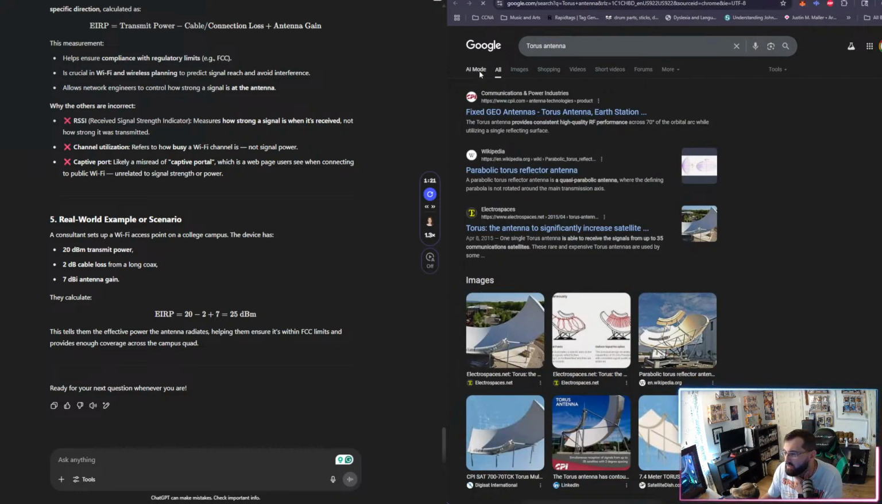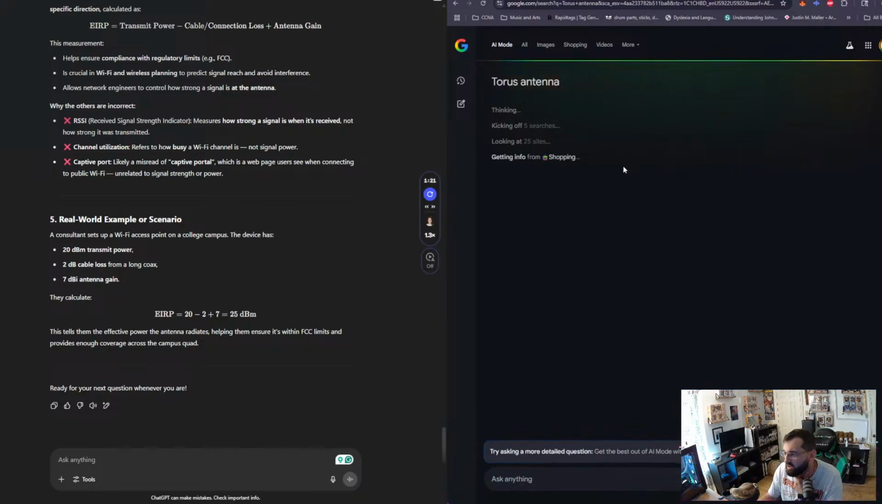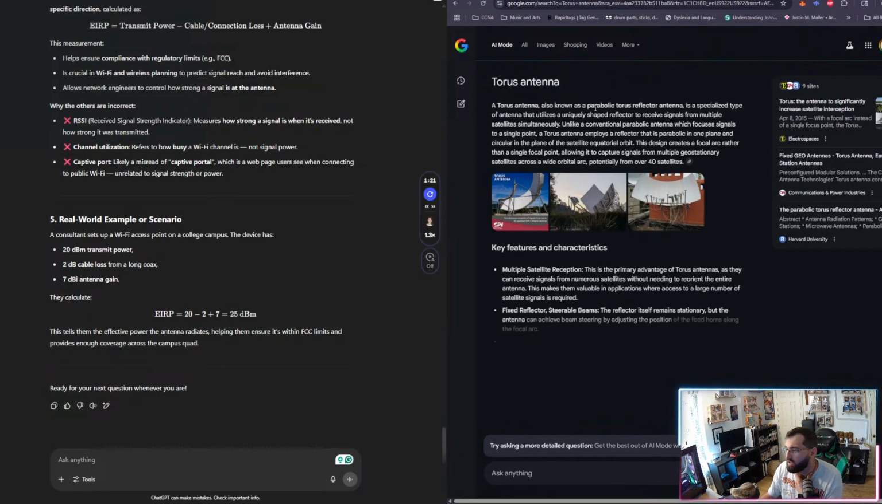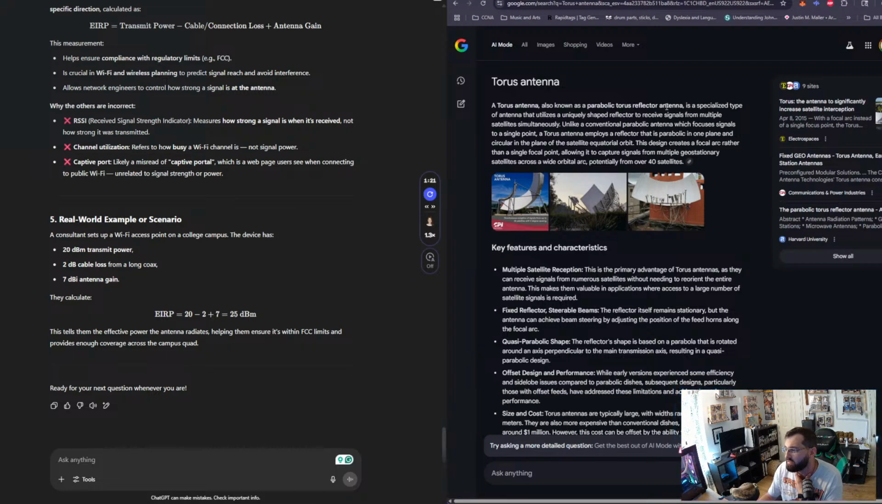Let's see here. Well, AI, tell me about it before I start talking about things that aren't right. Also known as the parabolic reflex antenna, a specialized type of antenna utilizes a unique shape, reflecting the received signals from multiple satellites simultaneously, unlike the conventional antenna, which focuses signals to a single point. The torus antenna employs a reflective surface that is curved in one plane to match the satellite orbit. This design creates a focal arc rather than a single point.